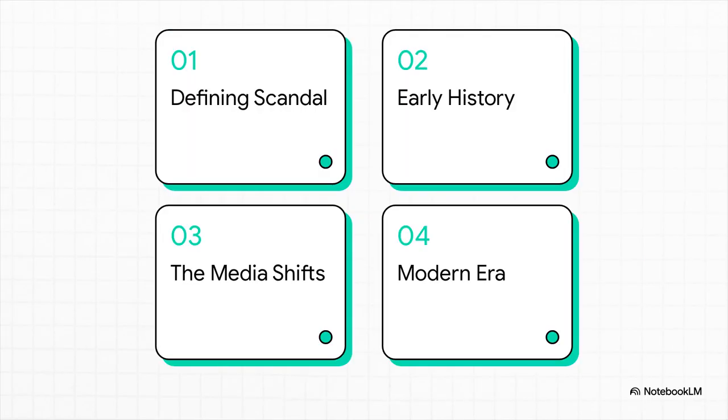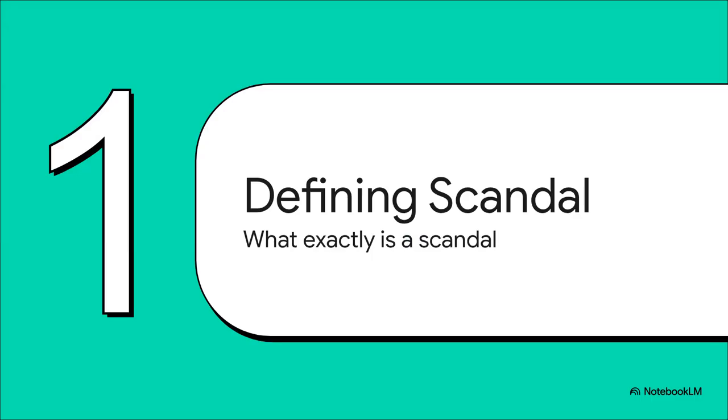Here's our roadmap for this explainer. First, we'll define what a political scandal actually is. Then, we'll look at early history and hidden affairs, explore the massive media shifts in the 1970s and 80s, and finally, we'll wrap up with the modern era and its evolving consequences. All right, part 1, defining the political scandal.